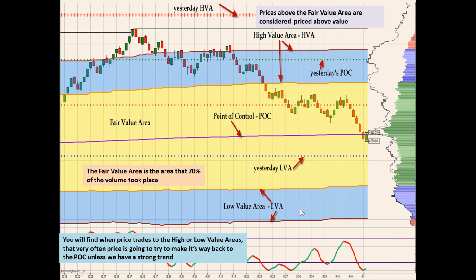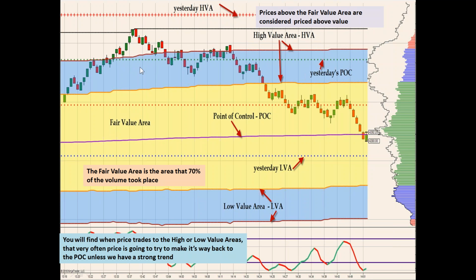And what you're going to find when you're trading using the market profile is that you want to pay attention to the high value areas and the low value areas and the point of control. So basically what you're looking to do is take trades in those areas.